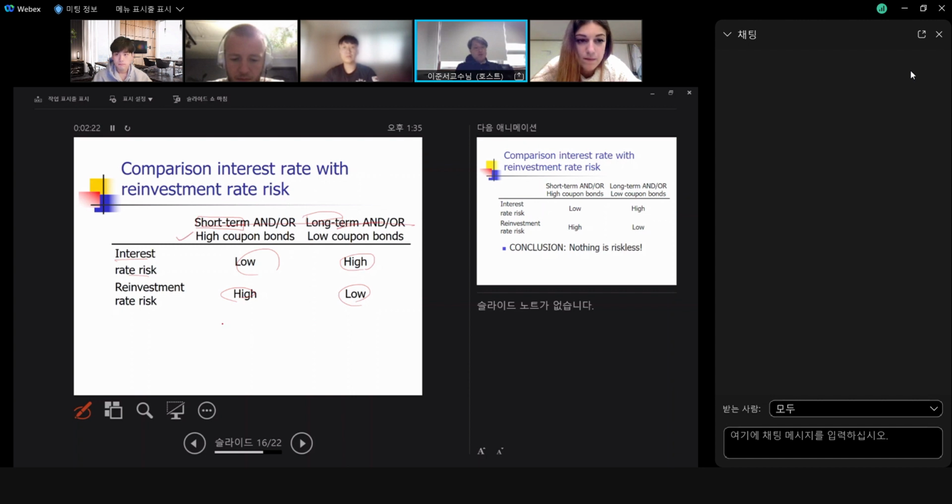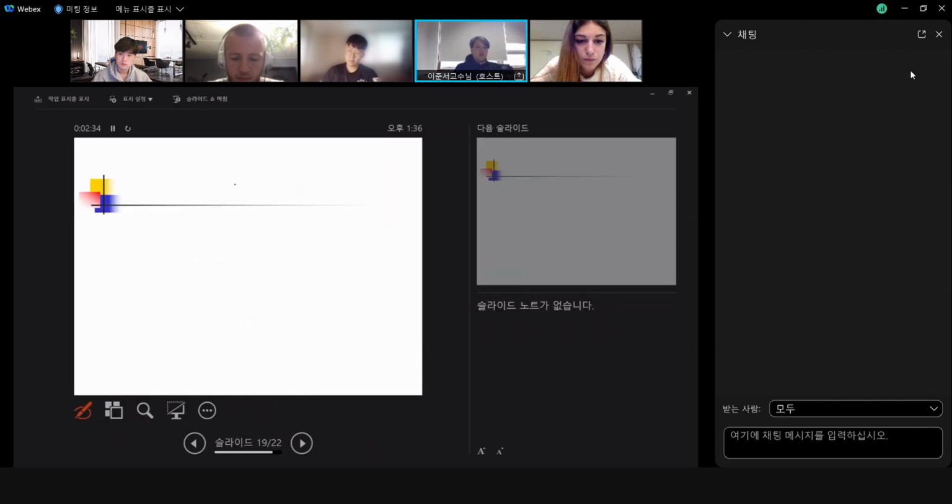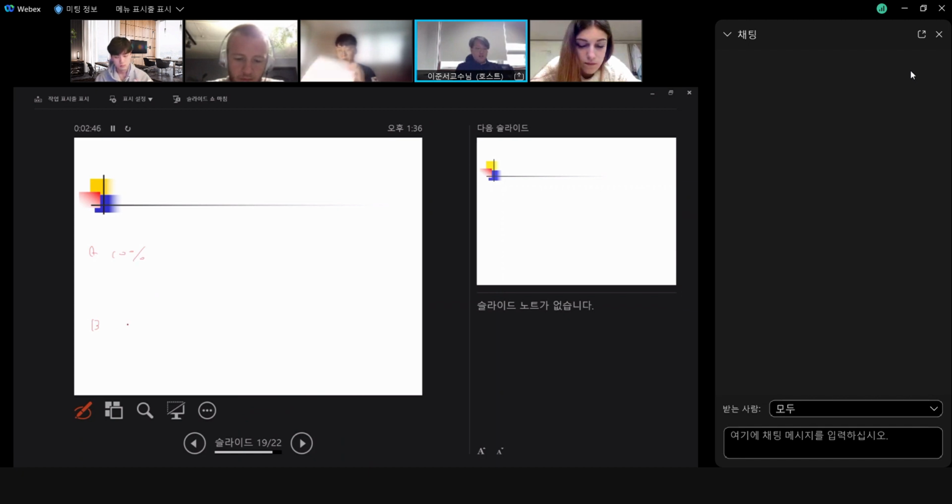And today we will figure out the interest rate risk and reinvestment rate risk with respect to coupon. Let's assume there are two bonds, A and B. Bond A provides a 10% coupon, bond B gives a 1% coupon, and we assume that the market interest rate is 5%, for example, and the maturity is 10 years.